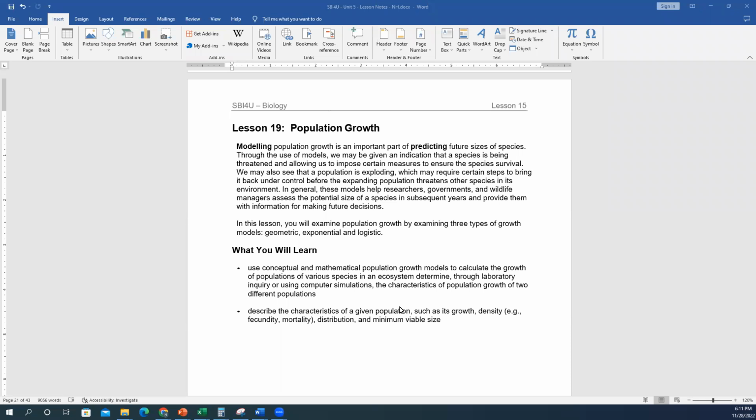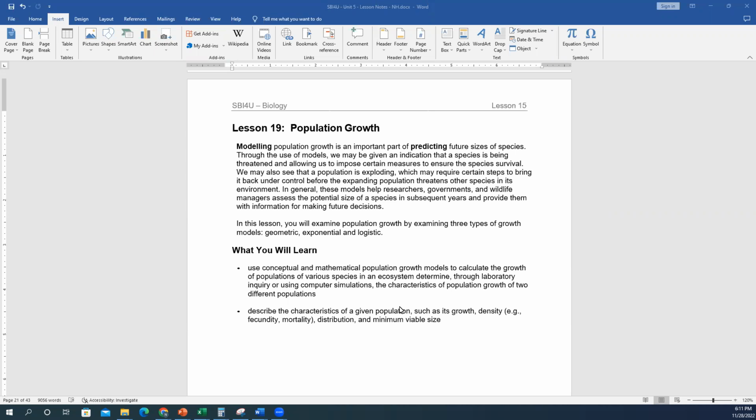And by modeling their growth, we might be able to understand which populations of species might be under threat, and then bring about the necessary measures to make sure that they don't go extinct and to bring their population back up. Or we might find out, for example, that a population is growing out of control and might require us to take certain steps to bring that population back under control before it starts to threaten other species in that environment.